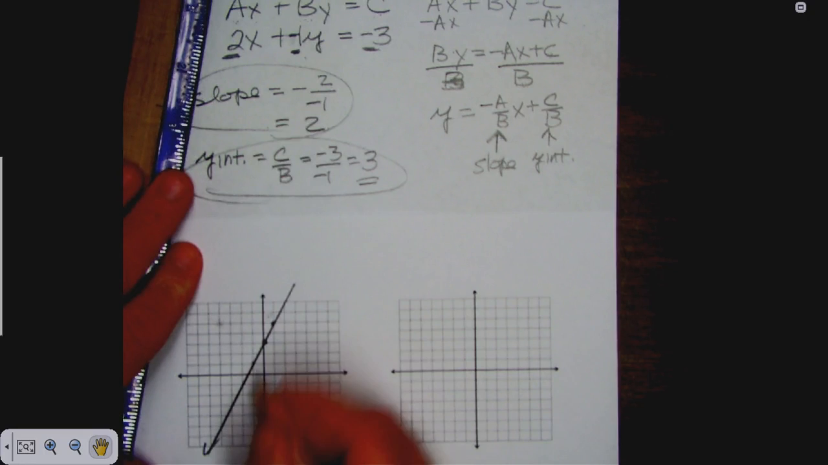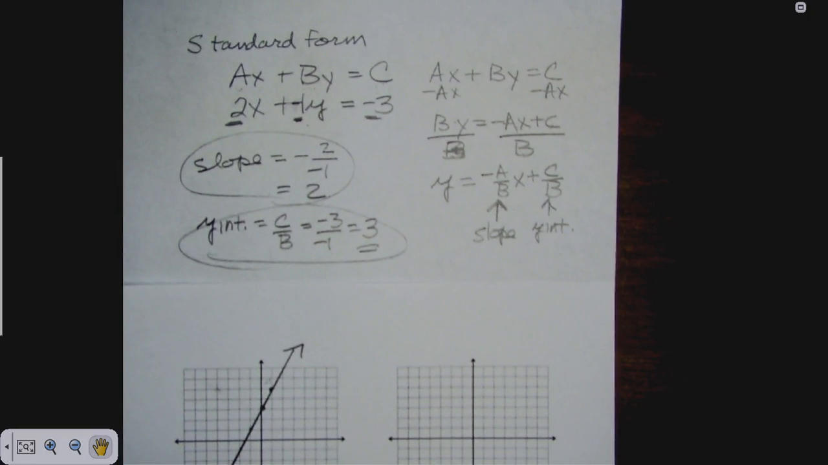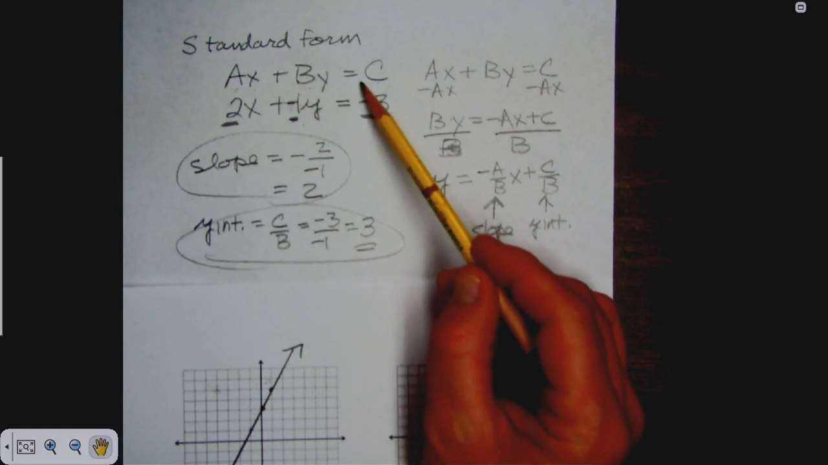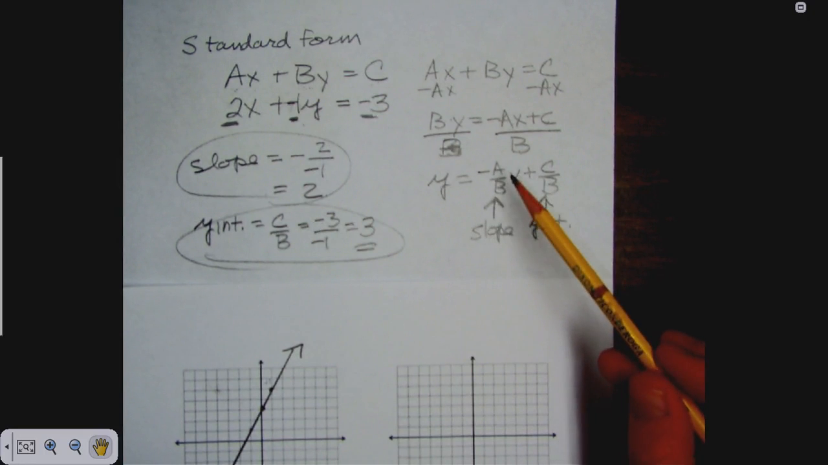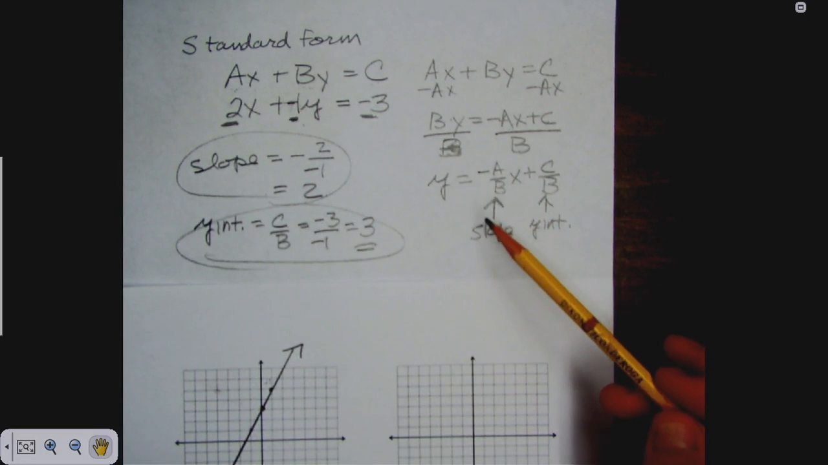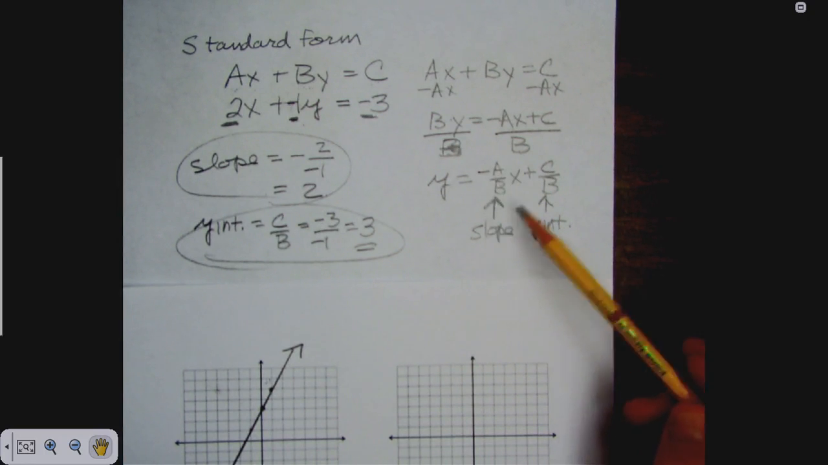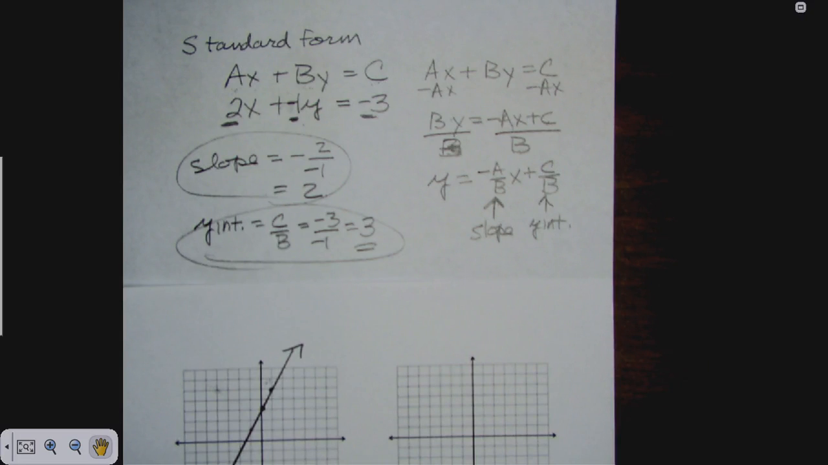And that was through using standard form, and what we know about standard form, that when we have it in the form of ax plus by is equal to c, we know that the slope is going to be the opposite of a over b. The opposite of a over b is the slope, and the y-intercept is going to be c over b. Okay? So that's our third method, the standard form method.